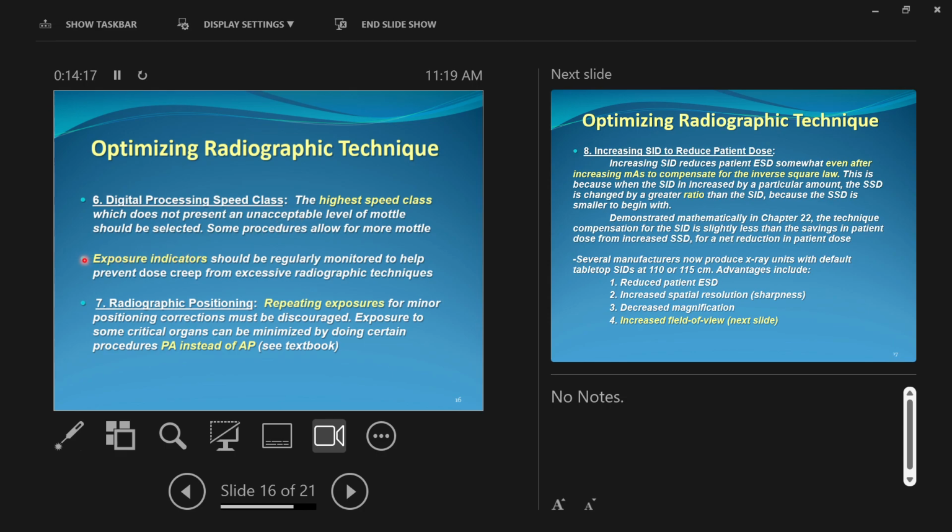Exposure indicators, such as an S number, a Q number, an exposure deviation number. These come up with every image you take. Every image you take, it tells you, were you above, below, or right at the targeted exposure level? So you get this on screen with your image, right? Regularly monitor these to make sure the technical settings that you're making on your equipment are not well above what the target exposures are, or well below what the target exposures are.